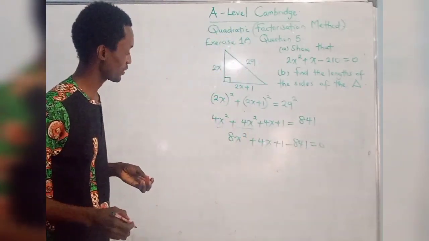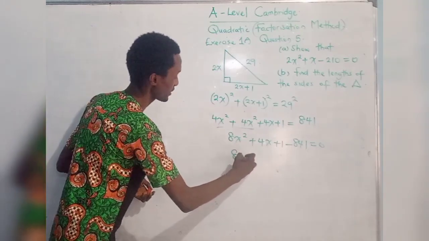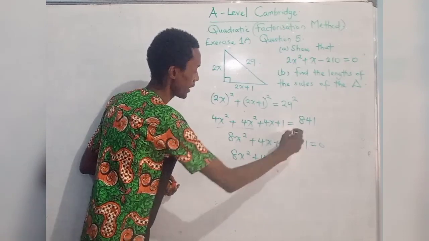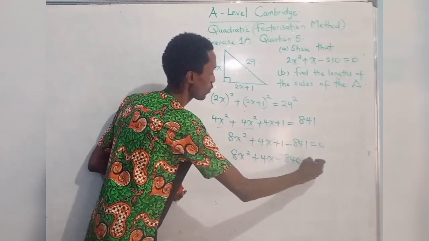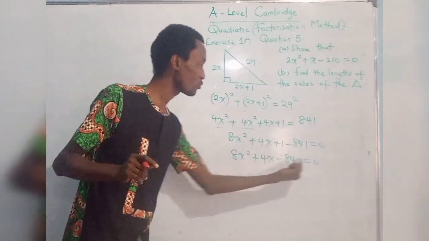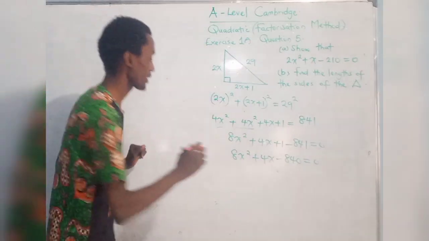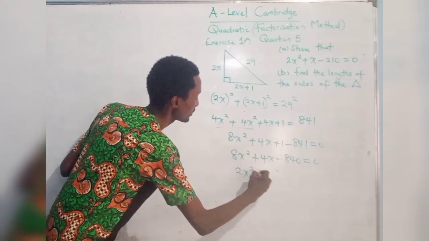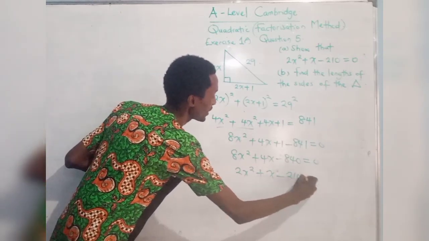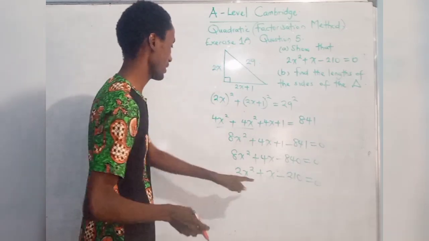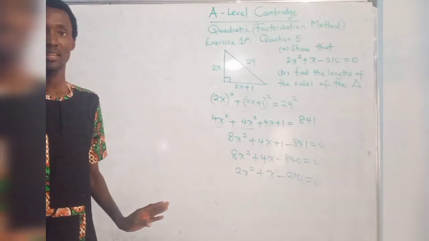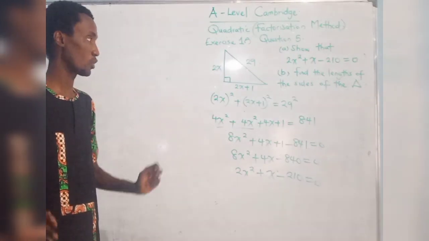Okay, that was too fast for me. Now, this will be 8x squared plus 4x minus 840 equal to 0. Now, I can divide through by 4. If I do that, I'm going to have 2x squared plus x minus 210 equal to 0, which is a direct semblance of what we are told to show. So our first aspect of the work is done.